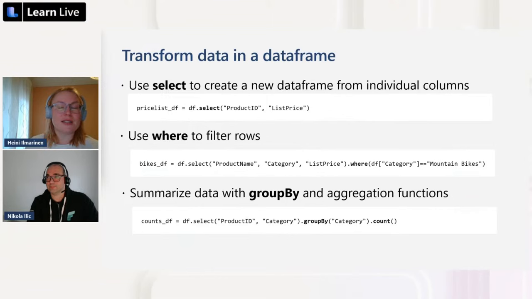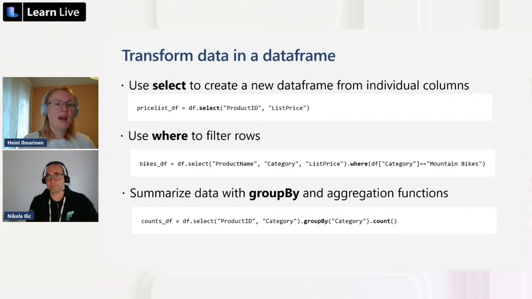Then, of course, once we've read our data into a data frame, we might want to transform it in some way. I would say in most cases, we don't just want to copy our data from one place and then put it in the same exact format to the next. So there are a few very common things that we might need to do. With select, we are able to create a new data frame where we select specific columns from our original data frame. So we then just provide a list of the column names in the select statement, and that is how we're able to just get a new data frame with maybe some less data in it.